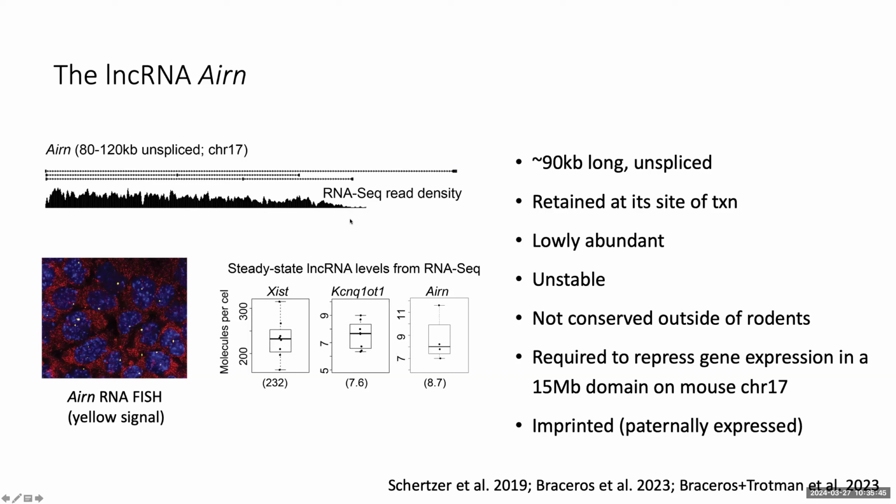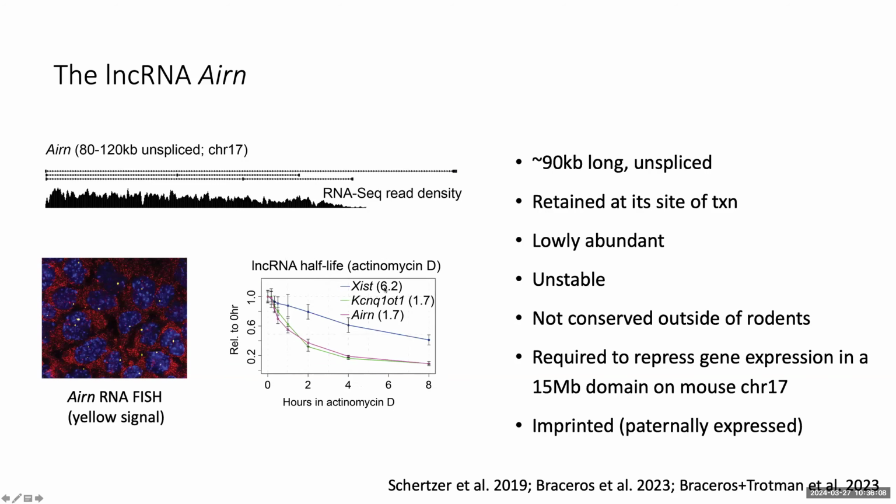The Airn non-coding RNA is also almost entirely unspliced, which is really rare for an RNA of this length. You can see by RNA FISH here in yellow that the Airn RNA is retained at its site of transcription. If we try and measure its overall abundance using quantitative RNA-seq, we see that it's present at about 9 molecules per cell. And by actinomycin D, it's rather unstable.